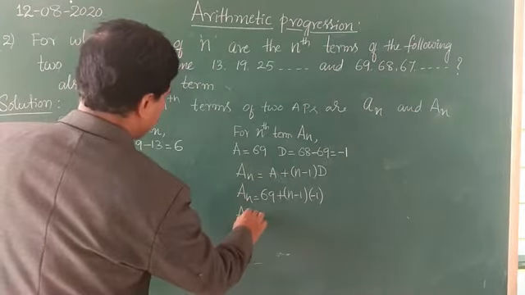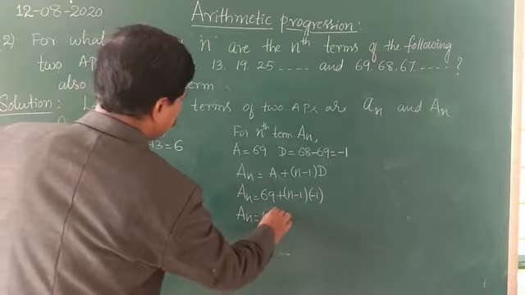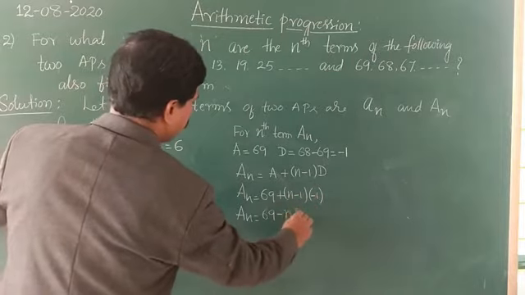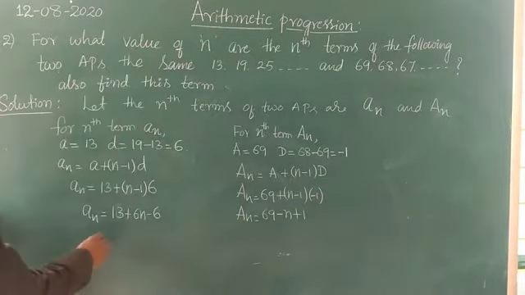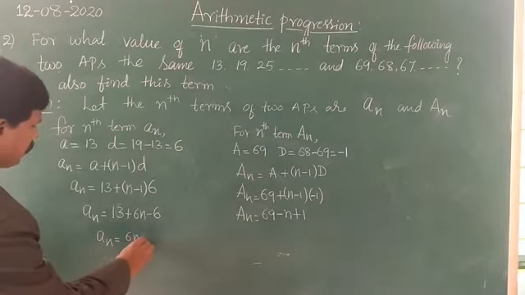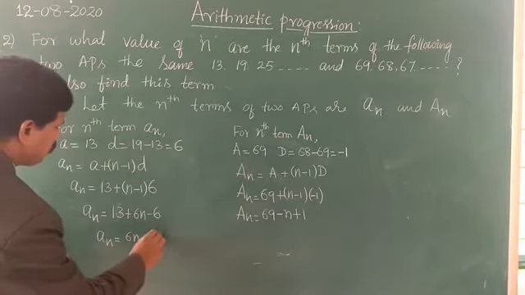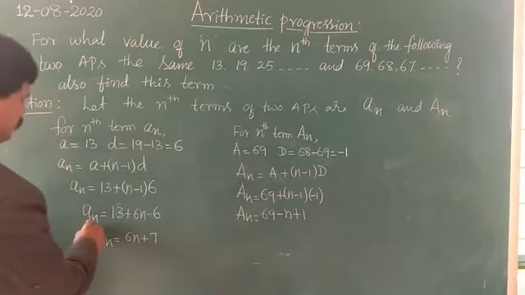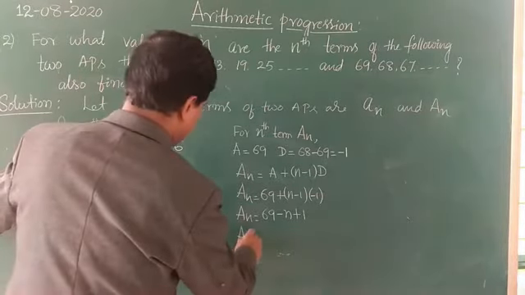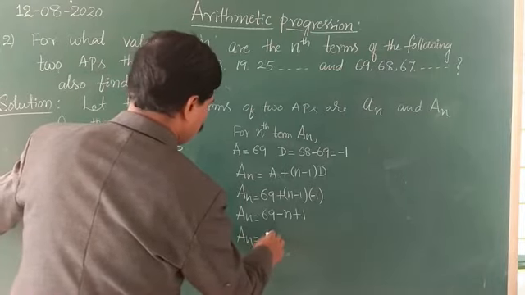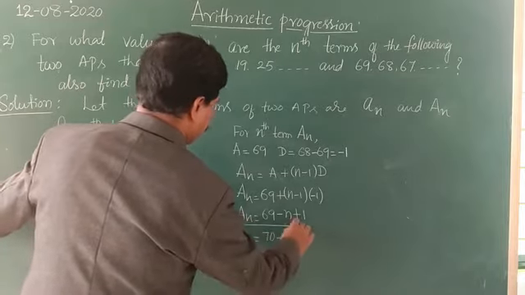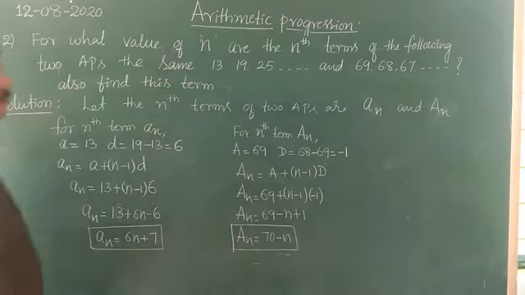Here the second is A n is equal to 69 plus n minus 1 into minus 1, that is 69 minus n plus 1. Now an is equal to 6n plus 7, since 13 minus 6 is 7. This is the nth term of the first AP. And here an is equal to 69 plus 1 is 70 minus n. This is the second AP.